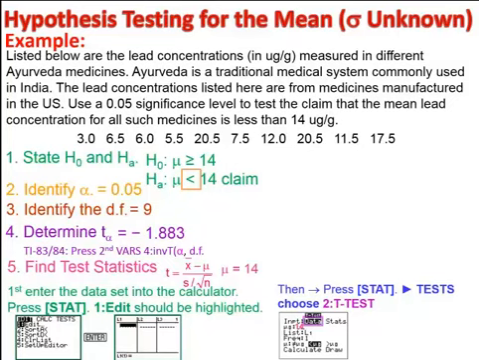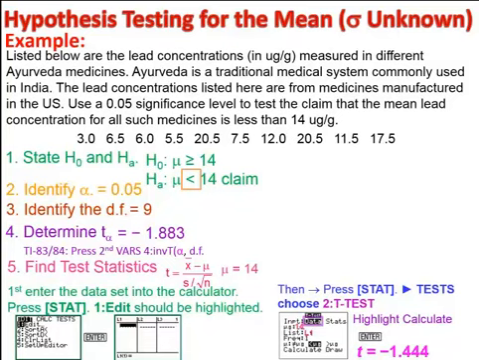And then you want to choose the right alternative statement. In this case, we have the less than, so you want to make sure that statement is highlighted. Then you'll arrow down to calculate, and you'll get your test statistic. In this case, our test statistic is going to be a negative 1.444.